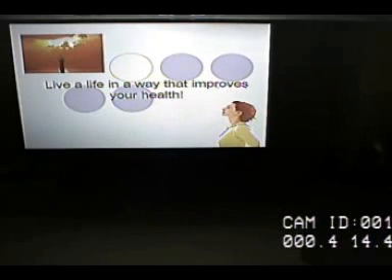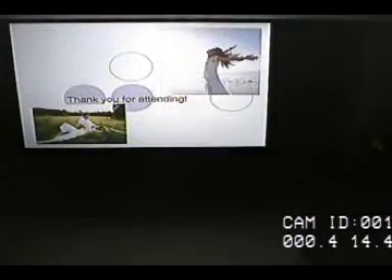Okay, live a life in a way that improves your health. All right, and that's it.